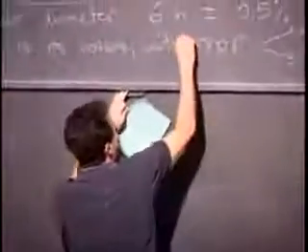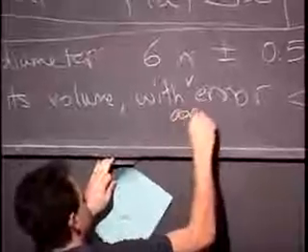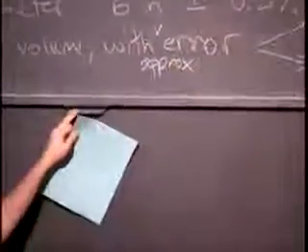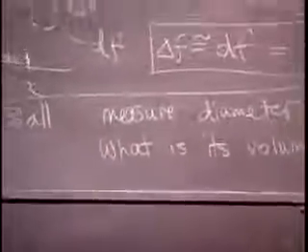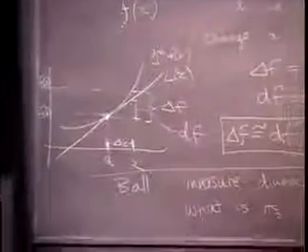Now, I should say with error, I'm going to say approximate error. I'm not asking you to find the true error. I just want you to approximate, get a good idea for what the error would be. Okay, so let's see how it works.